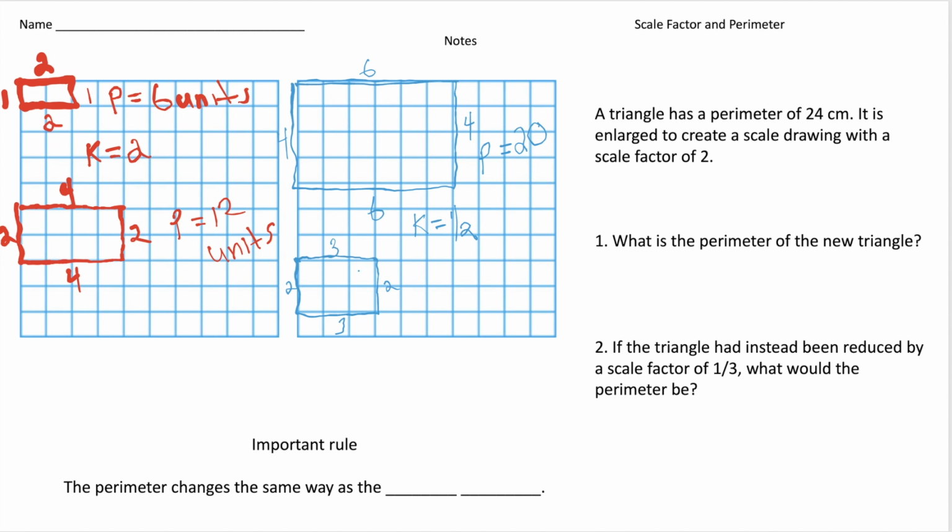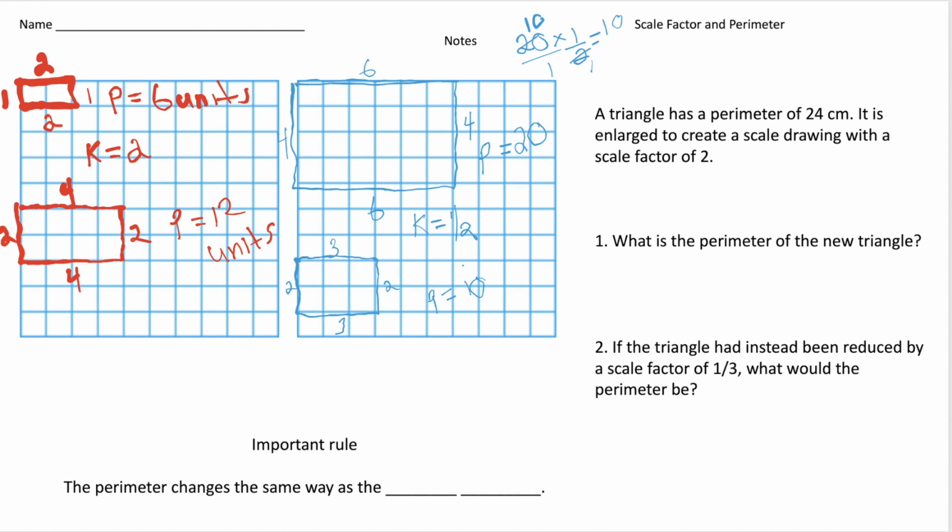So notice the perimeter of this new shape is going to be 3 plus 2 is 5, plus 3 is 8, plus 2 is 10. So our new perimeter of the new shape is going to be 10 units. And notice if I do 20 times 1/2, which again is our scale factor, guess what? That's going to be 10. We get the new perimeter.